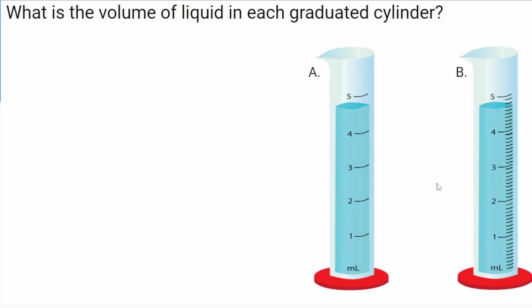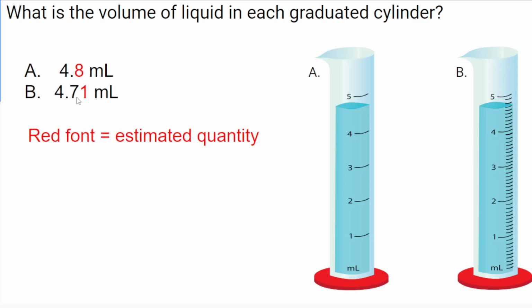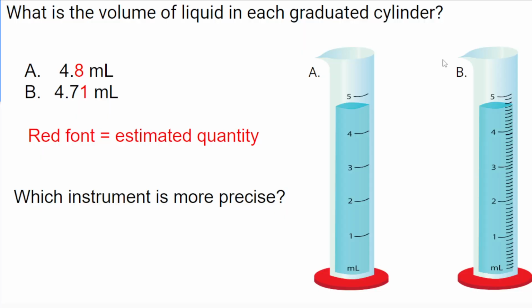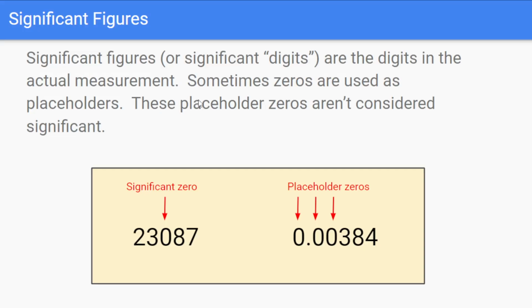Now, when you're comparing the precision of two different instruments, notice that A is 4.8, B is 4.71. We have an extra place value because of the level of precision of this instrument. So which one's more precise? Well, B is more precise because it has more tick marks and we can read it to a higher place value. Also, it has more significant figures. And significant figures are the digits in the actual measurement.